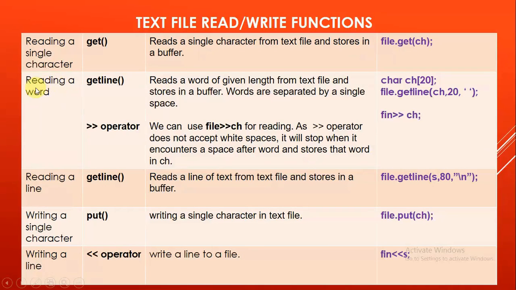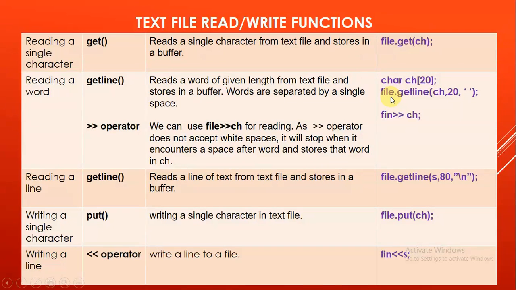Now we can also read word by word from a text file. To read one word at a time from a text file, we can use the function getline. This function reads a word of given length from the text file and stores it in a buffer. It should be noted that words are always separated by a single space. To read a word, we can declare a string of size 20. Suppose 20 is the maximum length of the word stored in my file, or it can be 30, 40, depending upon the maximum size of a word in my file.